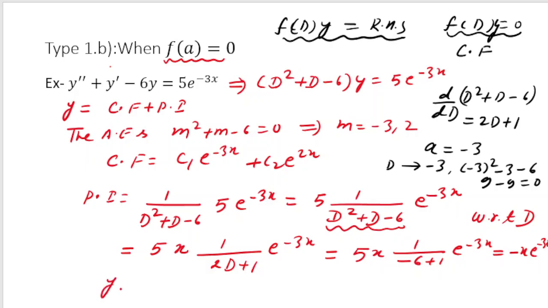So what is the general solution? The general solution is c1 e^(-3x) + c2 e^(2x) - x e^(-3x). I hope you have also noted that this is a differential equation of order 2, so its general solution contains 2 arbitrary constants, right?